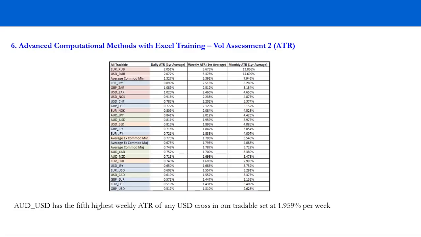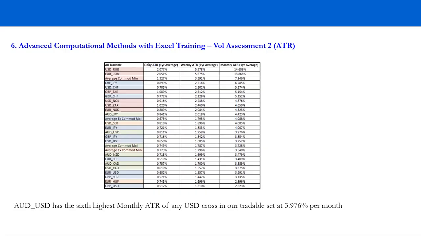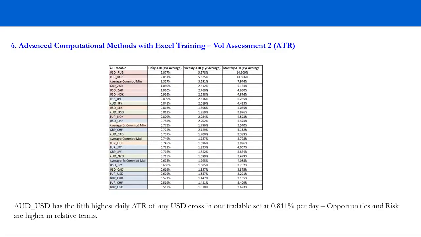And we can also see similar results in terms of volatility exposure to commodity currencies. So in the monthly ATR stats, we again get similar results, and we have the Aussie dollar, US dollar as the 6th highest monthly ATR of any US dollar cross in our set. And the numbers, you can see, become more compelling as we increase our time horizon.